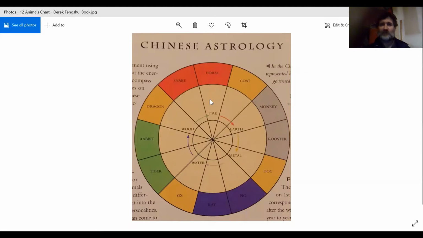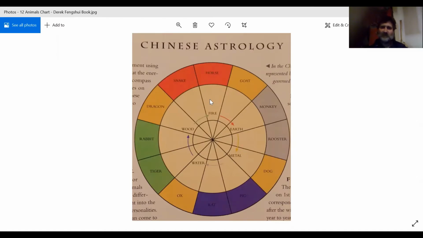So let's look at this chart. This is from a feng shui book that my brother gave me many years ago. And this chart is really great in conjunction with other charts. So what we have here is the 12 earthly branches. We're talking about heavenly stems right now, but I want to look at the earthly branches here. You can see in the middle, there's water, wood, fire, earth, and metal. So those are the 5 elemental chi phases.